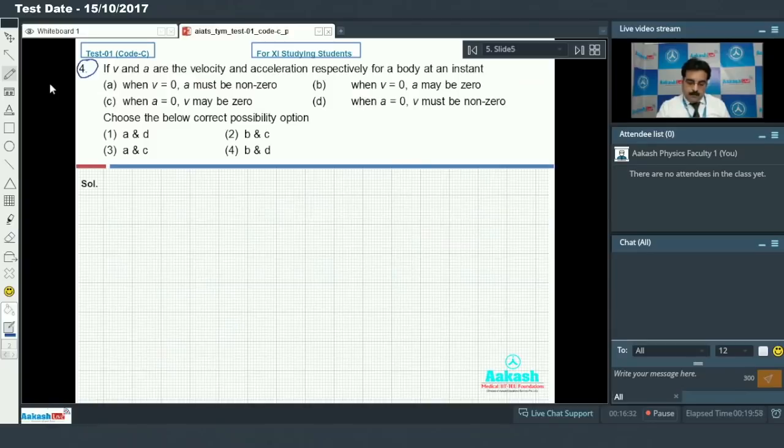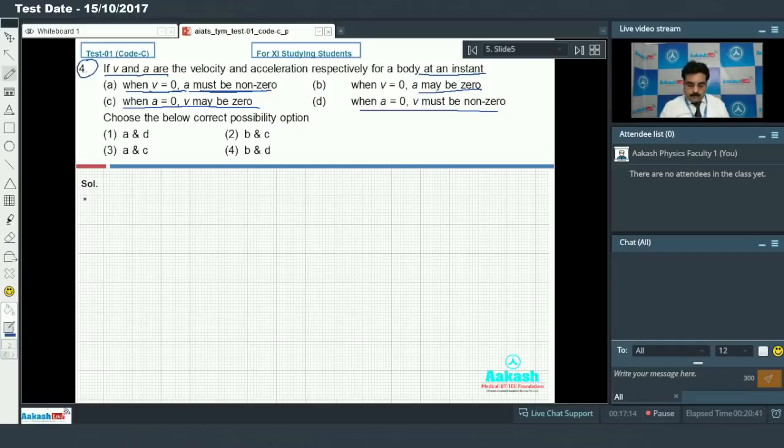So we'll start question number 4. If velocity and acceleration are given by the options, when velocity v is 0, acceleration must be non-zero. When velocity is 0, acceleration may be 0. But you have to be very careful. इन conditions को देखते हुए हमें ये बताना है कि ऑप्शन A और D, B और C, A और C, B और D इनमें से कौन करेक्ट होगा. बट सबसे पहले हमें ये जानना है कि क्या वेलोसिटी 0 होने पर एक्सेलरेशन 0 हो सकता है, या एक्सेलरेशन 0 होने पर वेलोसिटी 0 हो सकती है.